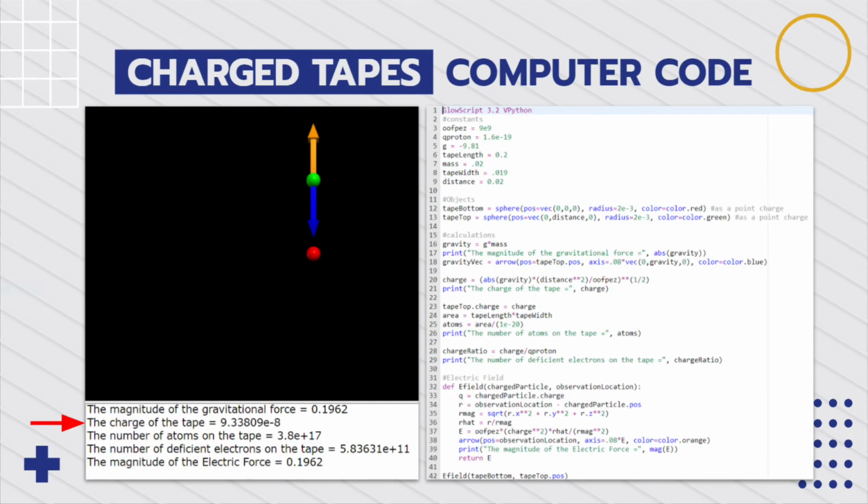The computational model of the tape can be seen on this slide, with its 3D model shown as well. According to the computational model, the charge on the tape was equal to 9.33 times 10 to the negative 8th coulombs. In order to make this calculation, several assumptions were made. The first being that I had to treat the tape as a point charge, with all the charge concentrated at its center. And the second assumption was to assume that each tape had the same amount of charge and that it was evenly distributed along the length of the tape.